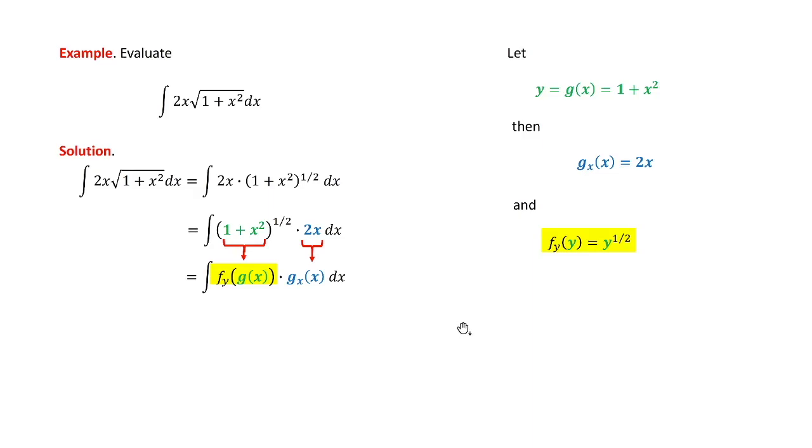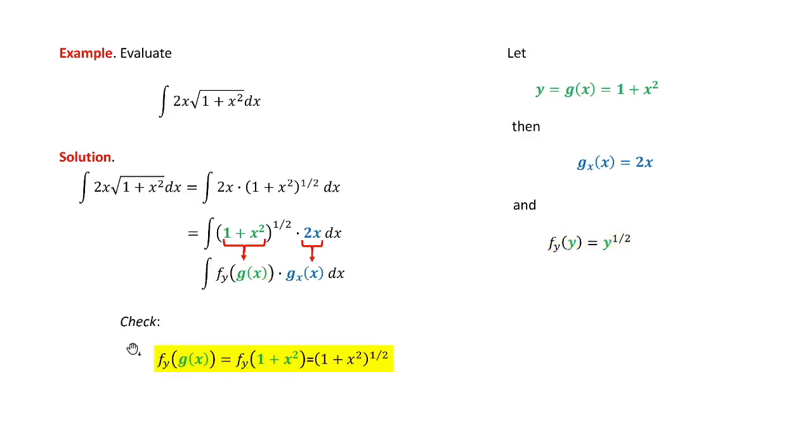Okay, so now everything's set. By substitution, we can check. Notice what we have here is f of y of g of x. We plug in g of x, and f of y then of that is what we want. But it does take some practice.